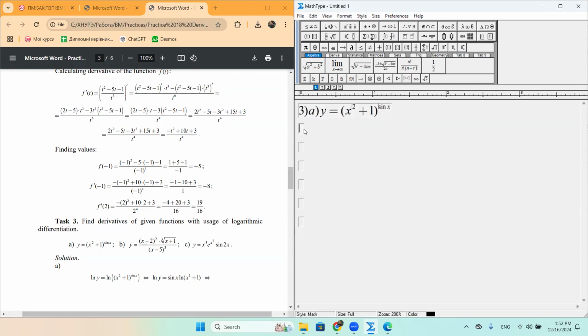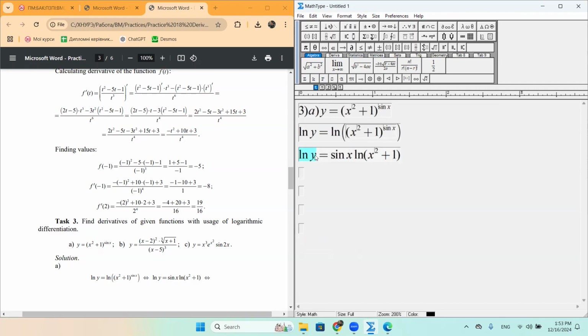First of all, let's find logarithms of both parts. The logarithm of y equals the logarithm of this expression. And then we can move sine of x out of the brackets. So we just have the product of these functions: sine of x multiplied by the logarithm of this function. And now we differentiate both parts.